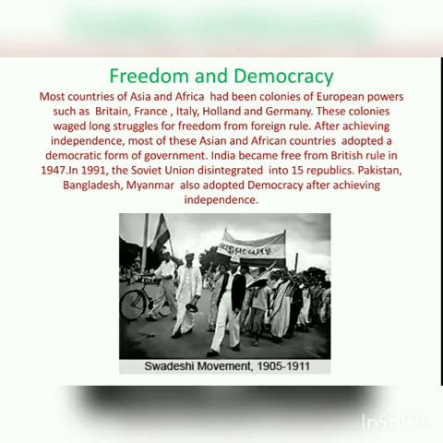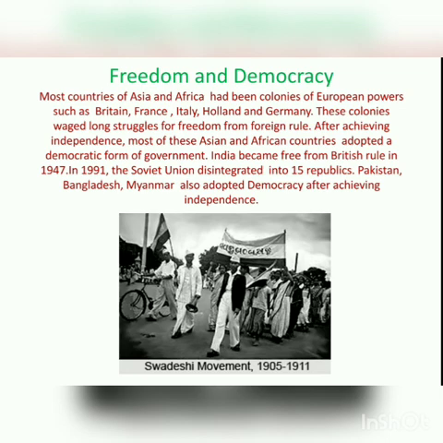Now we come to the next topic, that is freedom and democracy. Most countries of Asia and Africa had been colonies of European powers such as Britain, France, Italy, Holland, Germany. These colonies waged long struggles for freedom from foreign rule. After achieving independence, most of these Asian and African countries adopted a democratic form of government.